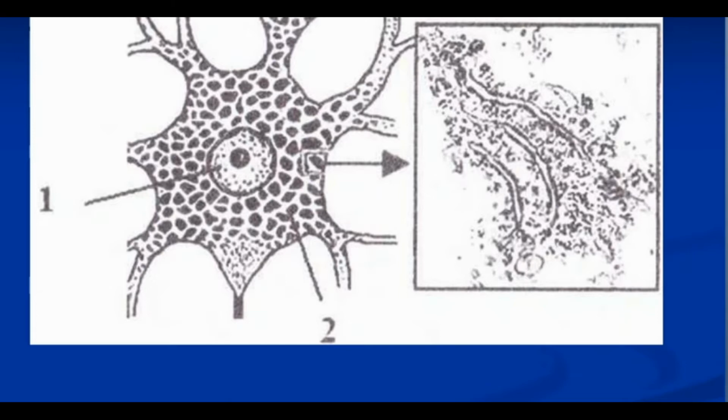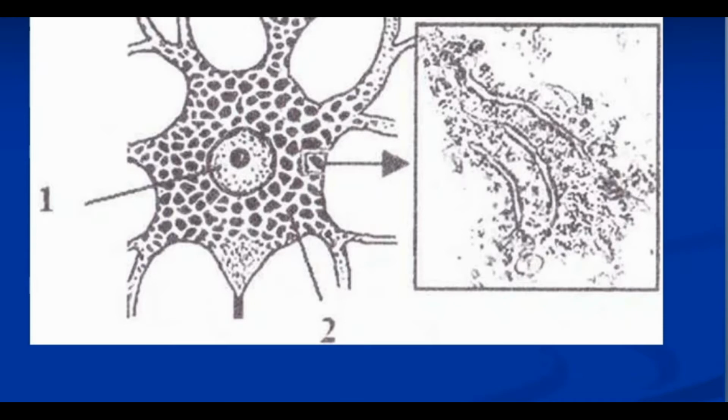So dendrites are processes of neurons which get information from the environment and send this information to the cell body, to the perikaryon. And the axon is a process of the neuron, it's always single, which gets information from the cell body, from the perikaryon, and brings it outward to the working organ.